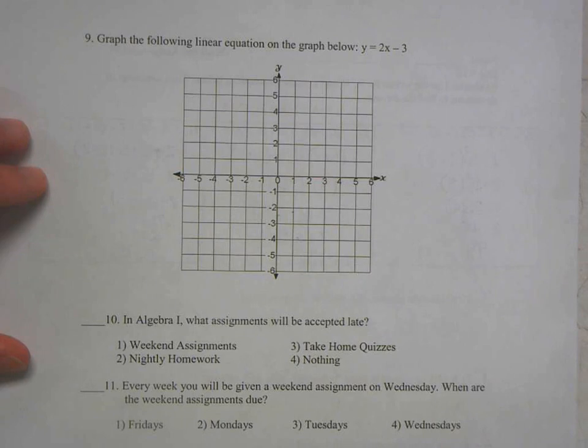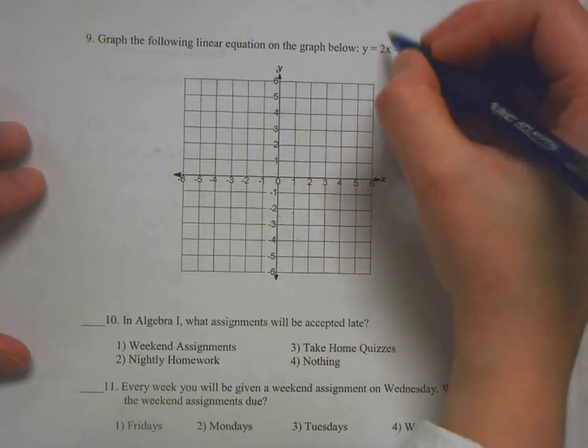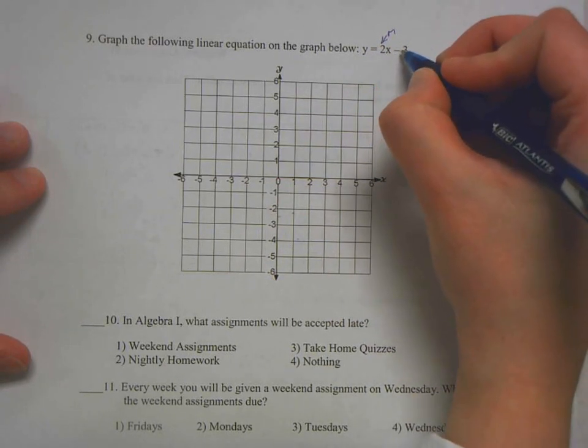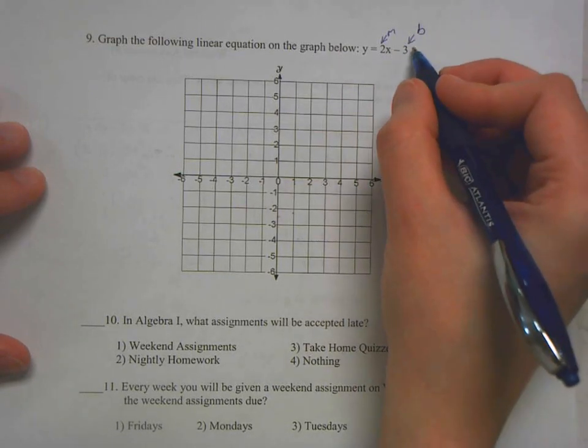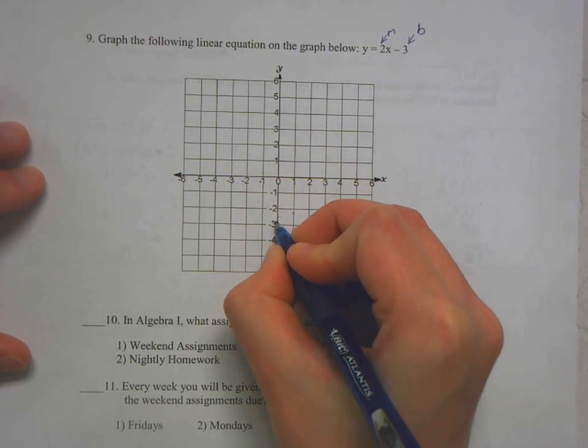Number 9, graph the following linear equation on the graph below. You need to remember linear equations. Y equals mx plus b. Remember, m is your slope, b is your y-intercept. So you should have started at the y-intercept. So I went down to -3 on my y-axis, and my slope is just 2.